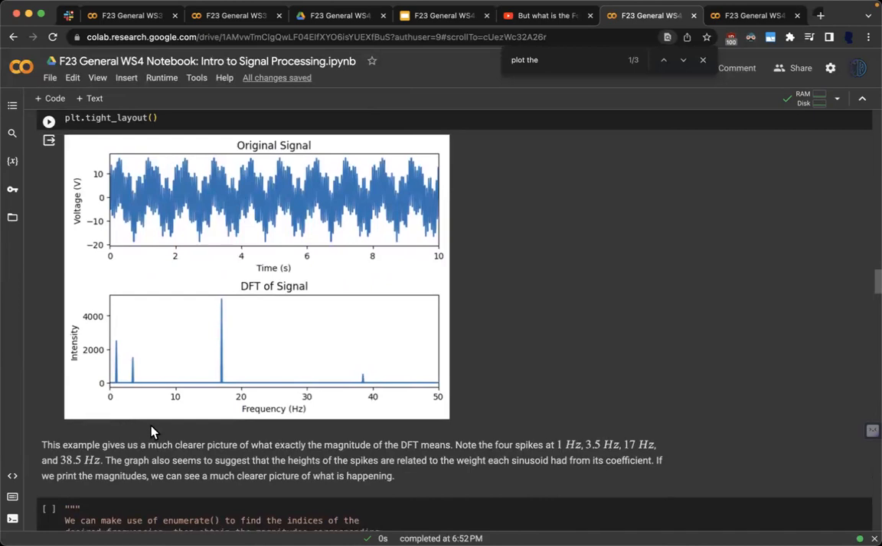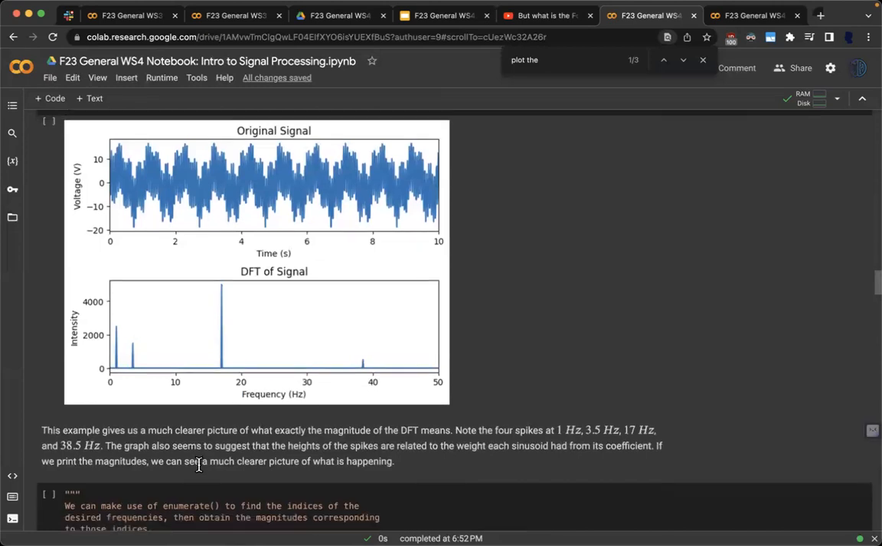The spikes are at 1 hertz, 3.5 hertz, 17 hertz, and 38.5 hertz. And the height of the spikes is related to the weight that each sine component has in that signal.